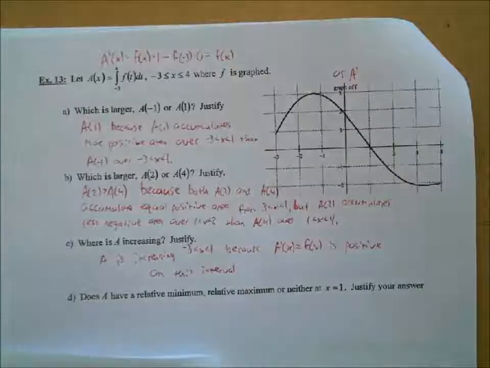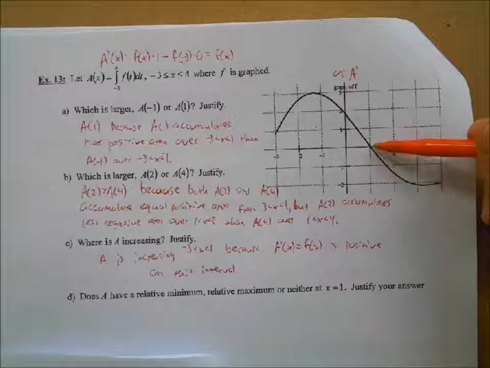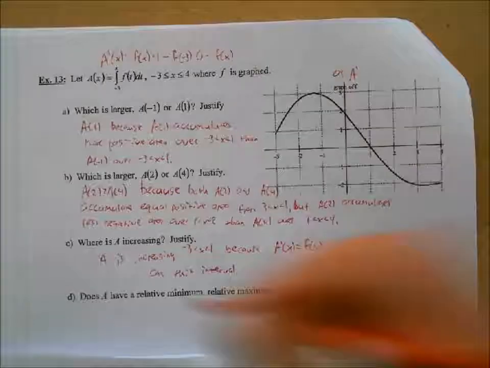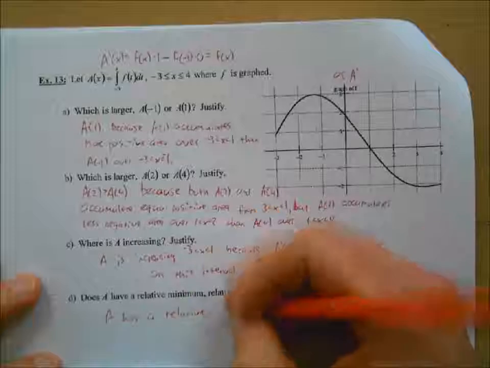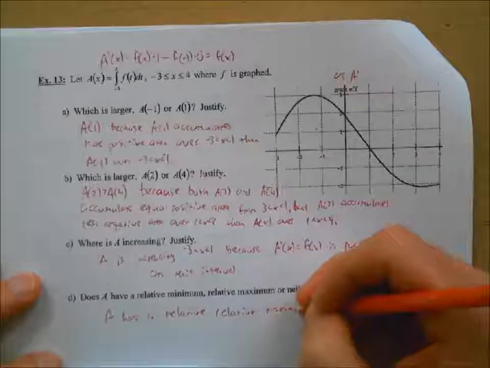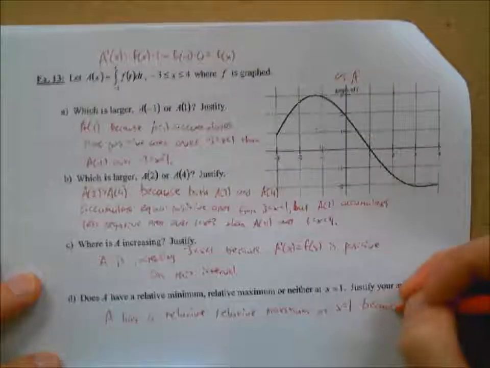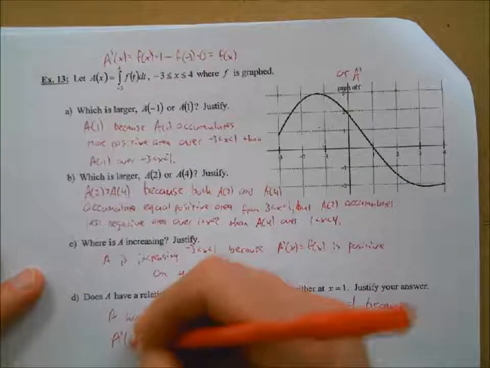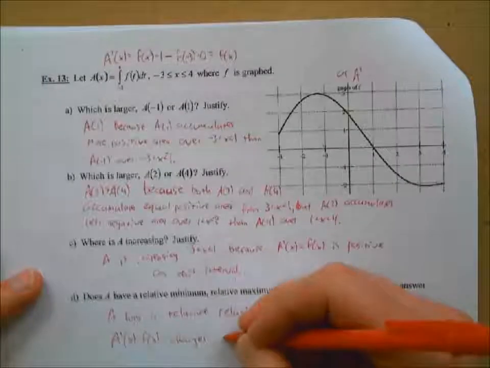Lastly, does A have a relative minimum, relative maximum, or neither at x equals 1? Relative maximum because it changes from positive to negative. So A has a relative maximum. Do not abbreviate max, put maximum at x equals 1 because A prime of x equal to f of x changes from positive to negative. No plus and minus signs.